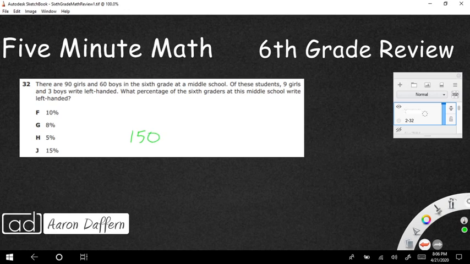Of these, 9 girls and 3 boys write left-handed. So that's 12 kids. So 12 out of 150 kids, it doesn't really matter about the boys and the girls, 12 out of 150 write left-handed. So what percentage? Well, this is going to be probably the easiest one, because a fraction is simply a division problem you have not finished. If you divide your 150 into 12, you're going to get a decimal.